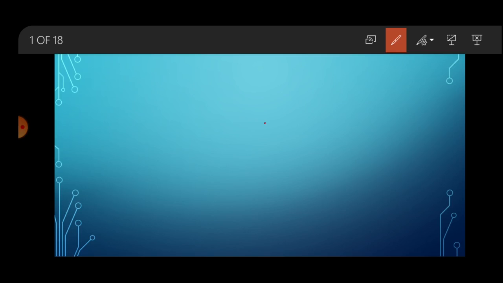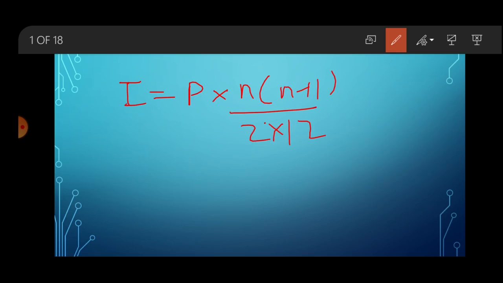The first formula is I equals P into n into (n plus 1) by (2 into 12) into r by 100. And the second important formula is MV, which stands for maturity value, equals P into n plus I. These are the two important formulas for this chapter.